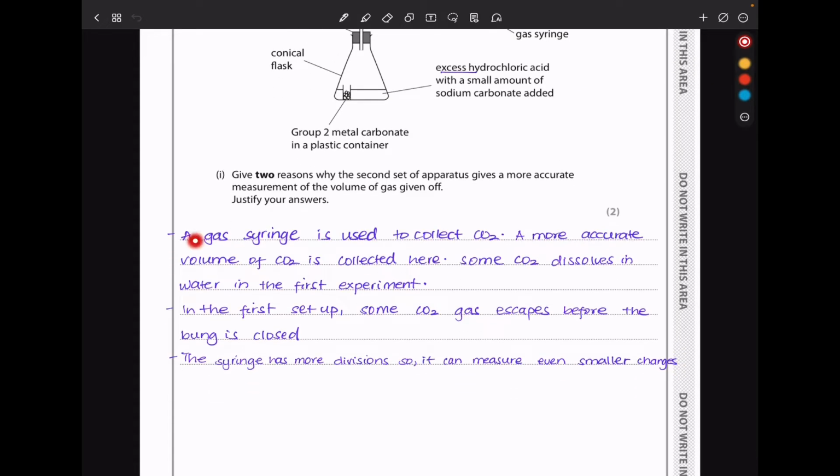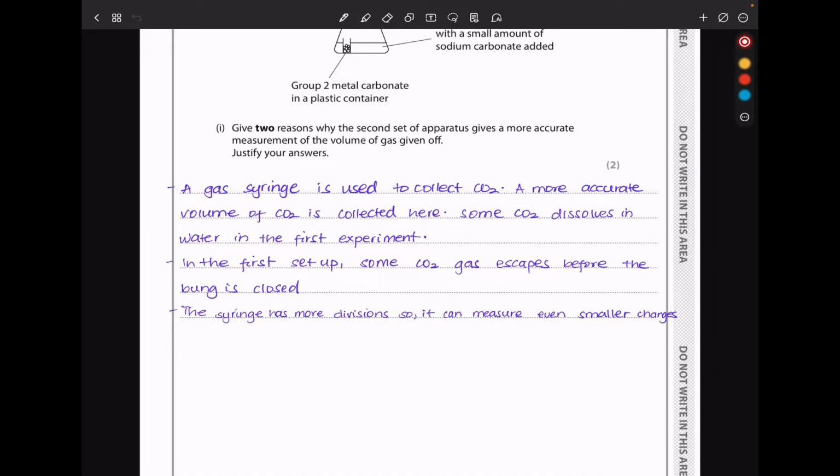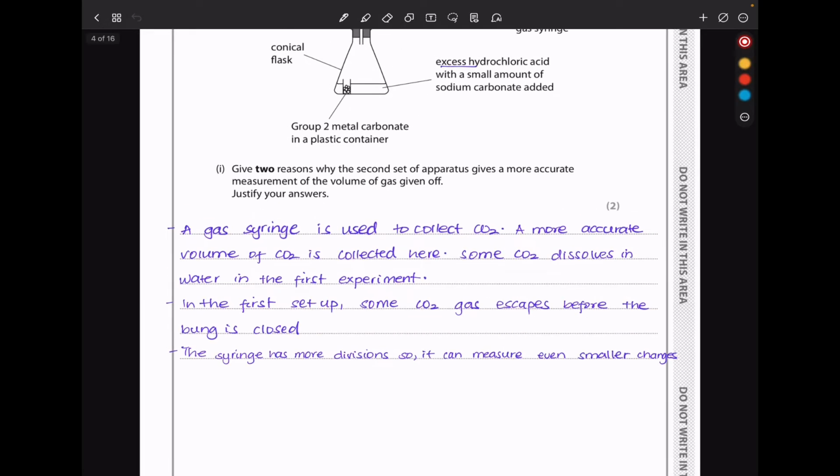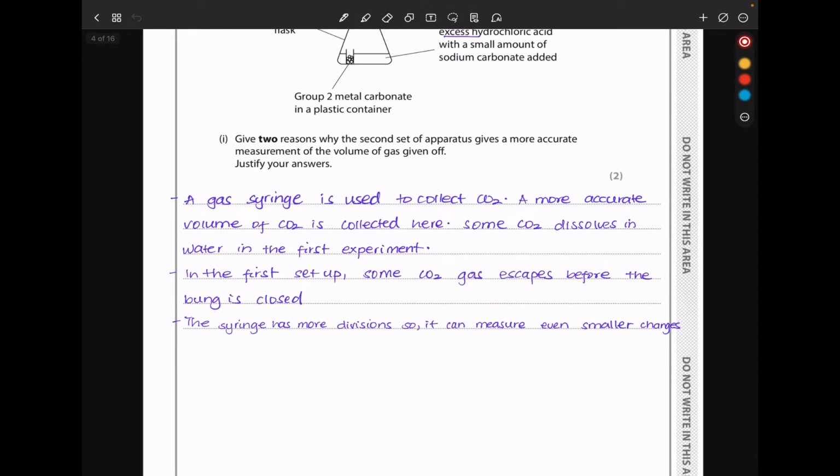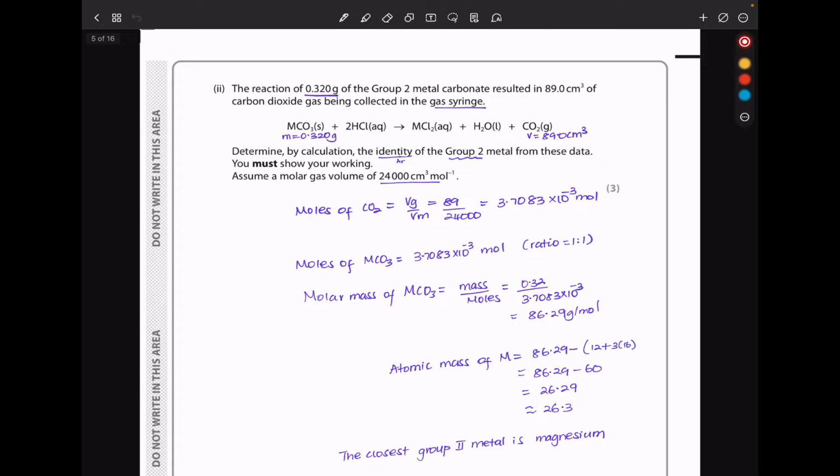Like I said already, a gas syringe is used to collect carbon dioxide, so a more accurate volume of CO2 is collected here, and some CO2 dissolves in the water in the first experiment. I already talked about that. In the first setup, some carbon dioxide gas escapes before the bung is closed, and the syringe has more divisions, so it's going to measure even smaller changes. We can see the tiny graduations on the syringe are more, and so even tiny changes in volume can be accurately measured.